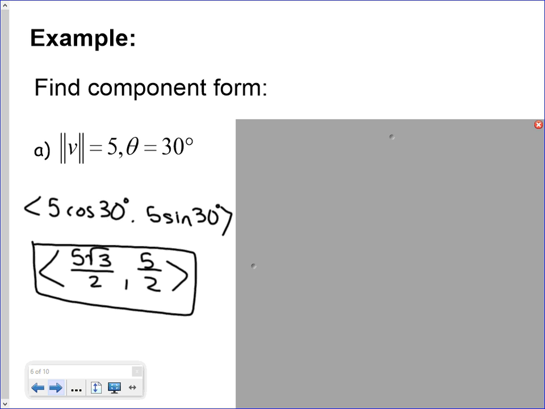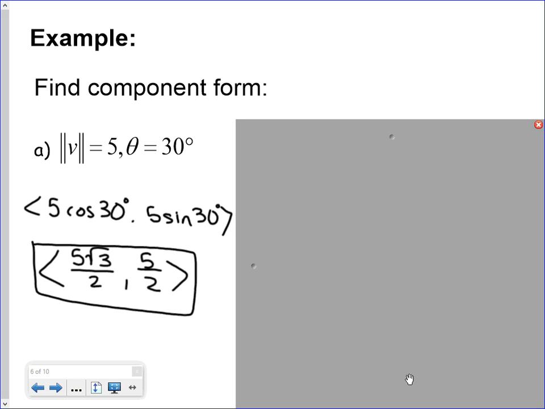And then you're giving me an exact answer. Now, if that gave me an angle like theta equal to 32, not on the unit circle, you would definitely just pull out your calculator and do 5 times cosine 32, write down the decimal, 5 times sine 32, write down the decimal. Be done with it. Okay. So if it's from the unit circle, try to use your unit circle knowledge.